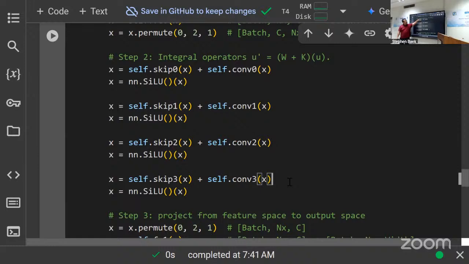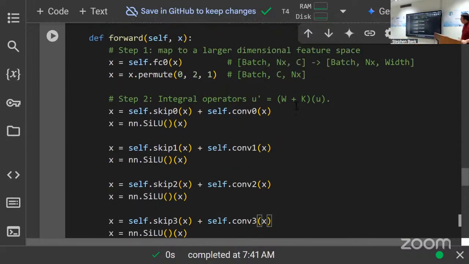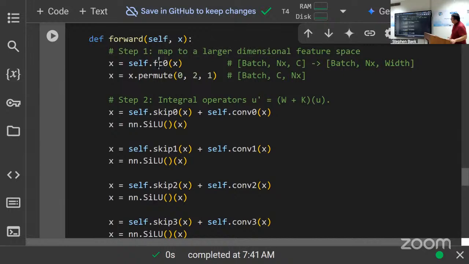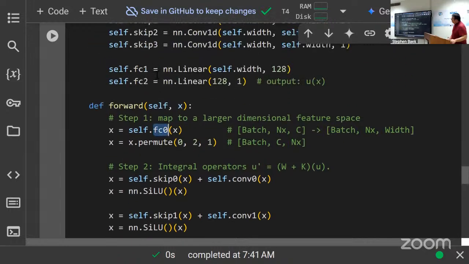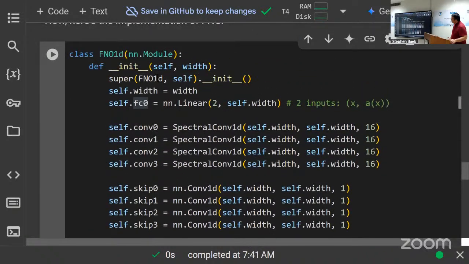So this is 1 copy of a Fourier neural operator, that diagram that we saw in the PowerPoint slide. And then basically we're repeating that 4 times. So we have 4 stacks of FNO layers. And then before and after the FNO layers is basically just a pre-processing, defined by some linear layer. So we have fc0, which is a linear layer.